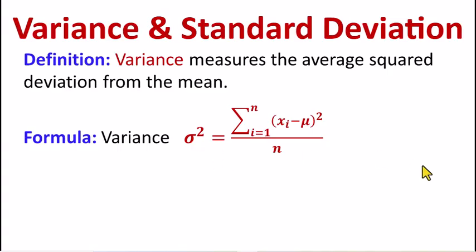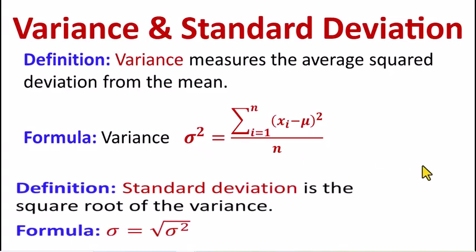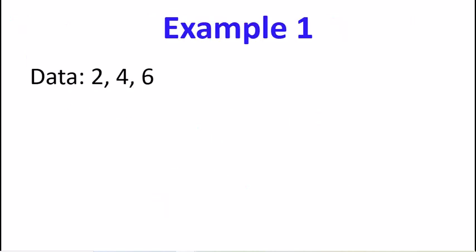The standard deviation is simply the square root of the variance. So we're going to say sigma, the standard deviation, is the positive square root of the variance. So that's what's going to take longer to calculate, the variance. Once we find the variance, we simply take the positive square root of the variance, and that will give us the standard deviation. Let's look at this example together.